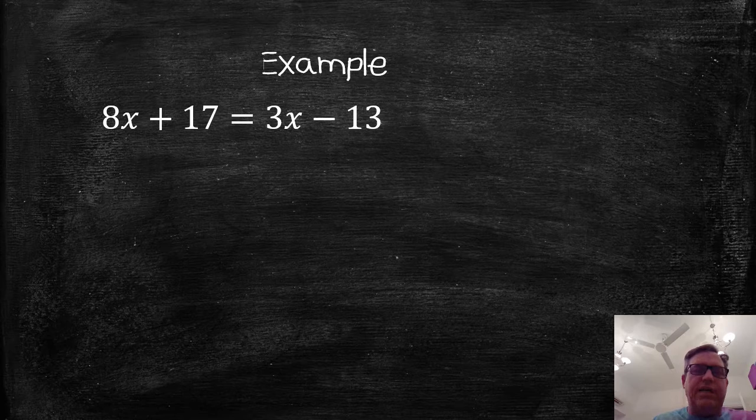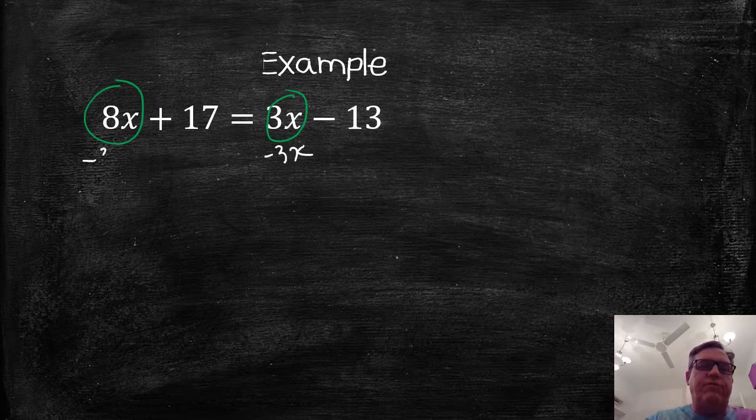Okay, I'll do another example here. This time we've got 8x on the left and 3x on the right. So which one of these is smaller? Is 3x or 8x smaller? Well, obviously 3x is smaller. We will move that first. So I'm going to move 3x from both sides.